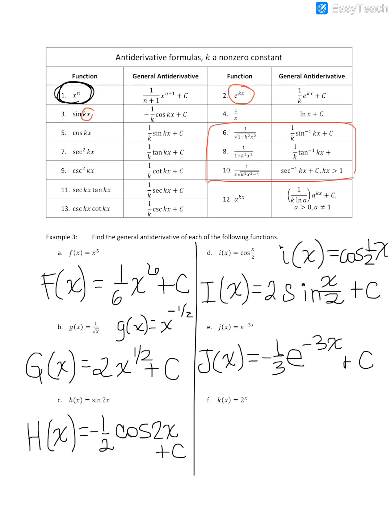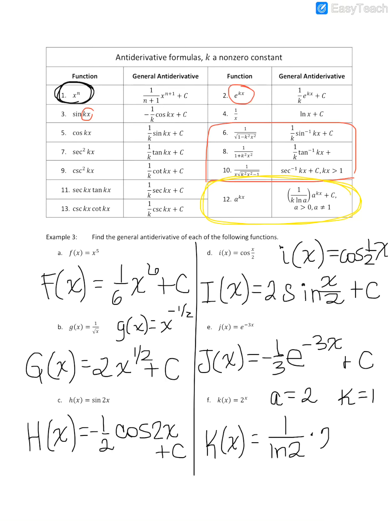All right, and then our last one, F. This is this special one here. It's just a formula. So you just want to focus and plug in everything to the formula. Remember on this one, our A is 2 and our K is 1. There is no coefficient other than 1 on this one. All right, so we have capital K of X, my antiderivative. It's going to be 1 over the natural log of 2 times 2 to the x.